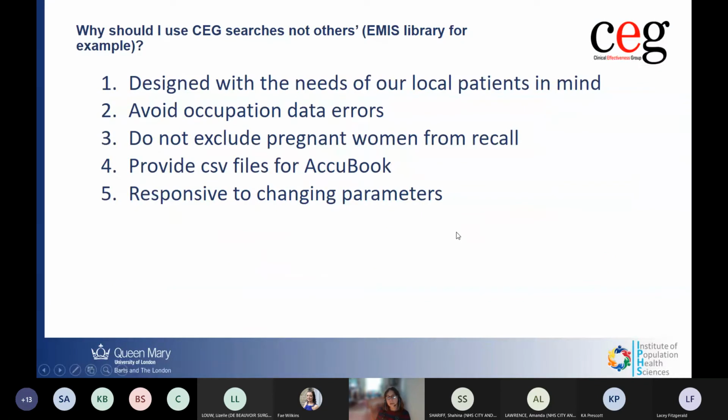Okay. I think that in City and Hackney, the practices do tend to use our CG searches, but maybe just to flag up why we want you to be using our CG searches rather than the EMIS suite. The first one, I think, is the most important one, is that we've designed it with the needs of our local patients and our local practices in mind.